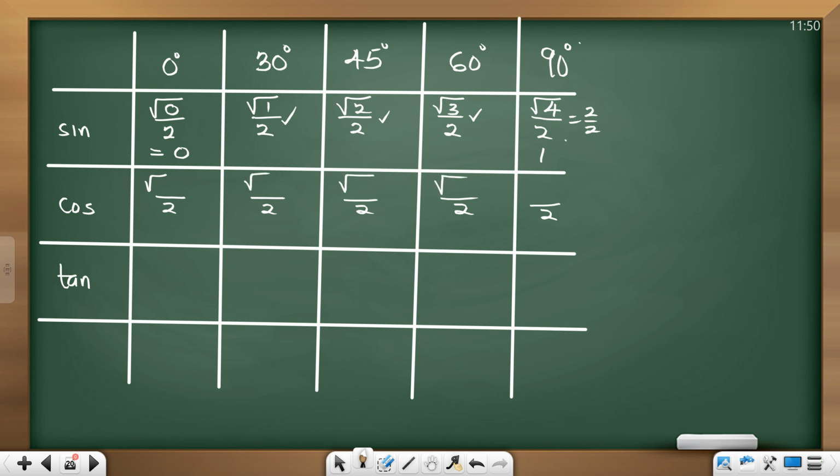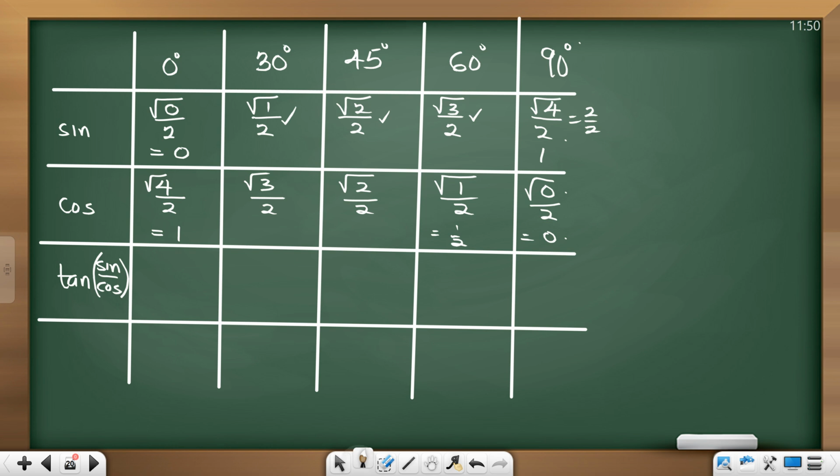Instead of 0, 1, 2, 3, 4, what do we have? 4, 3, 2, 1, and 0. What will this be? 1. What will this be? It's a half. What will this be? 0. And for tan, we will just take the sine over the cos.